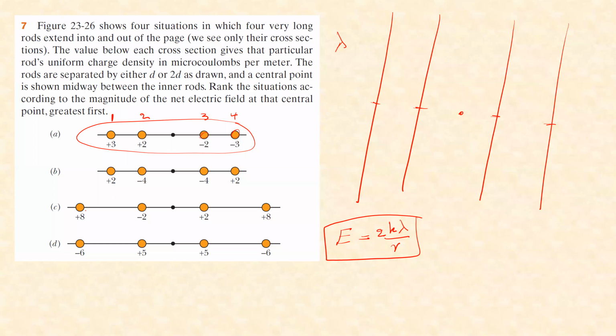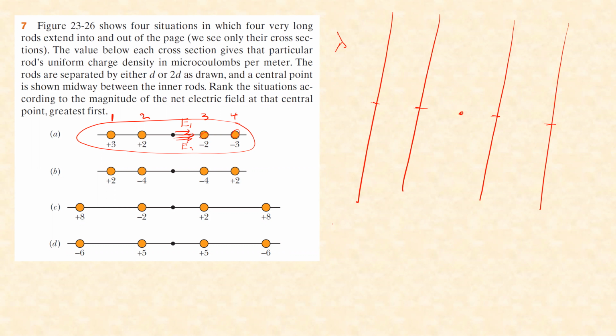From positive to negative, which means from left to right. For number 1, the field points this way; this is E1, because it is away from the rod, since it's positive. Number 2 is also that way, E2. Number 3 is toward it, so it is the same way. Number 4 is also the same way. All the same way, so they all add up.